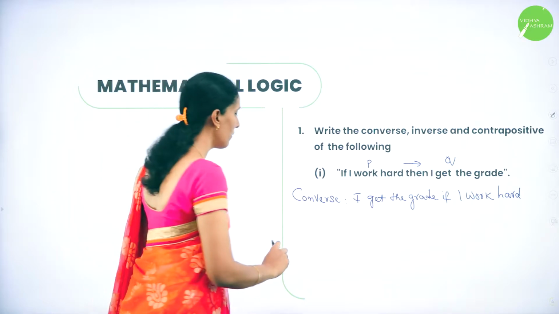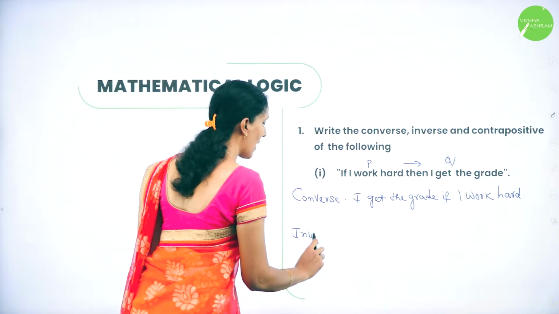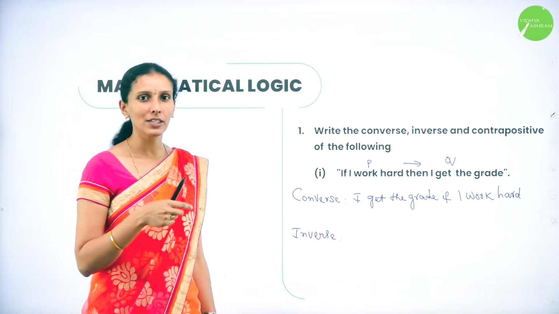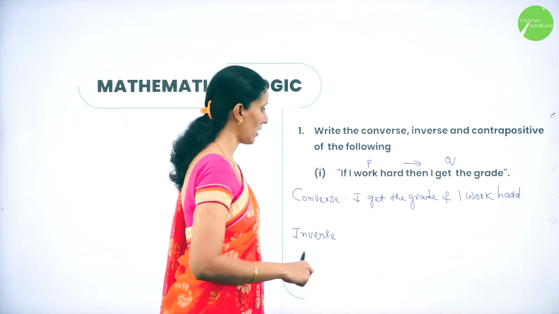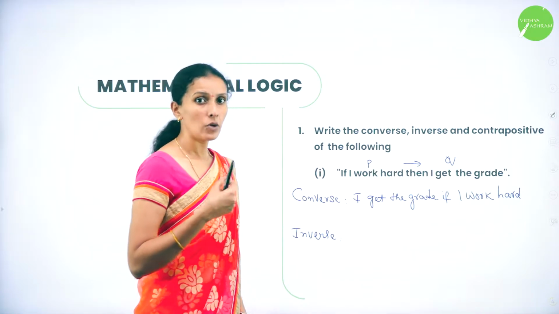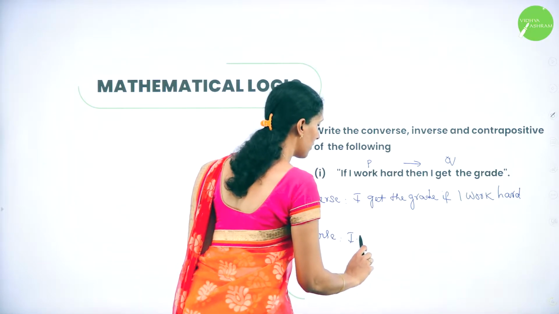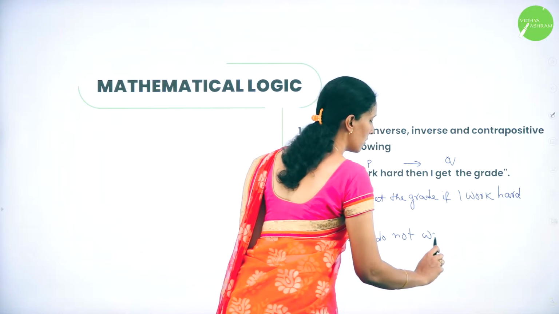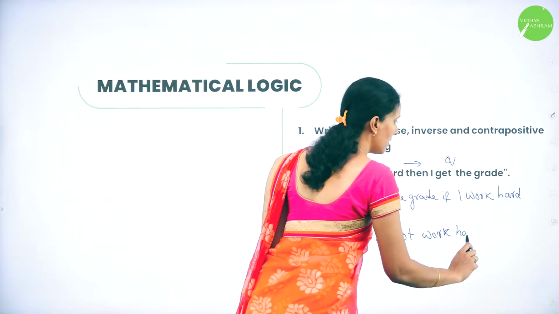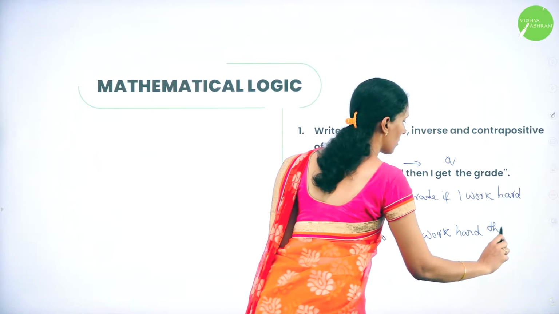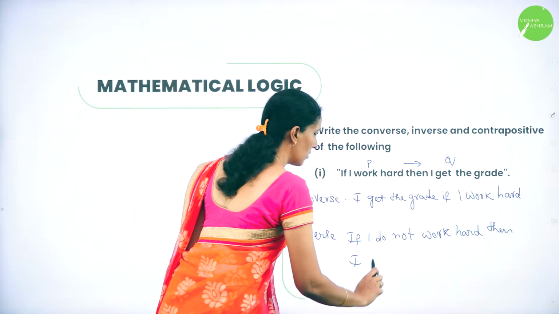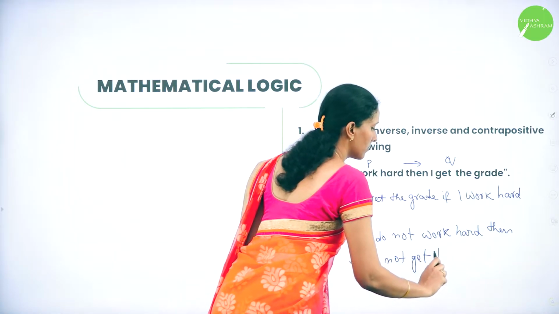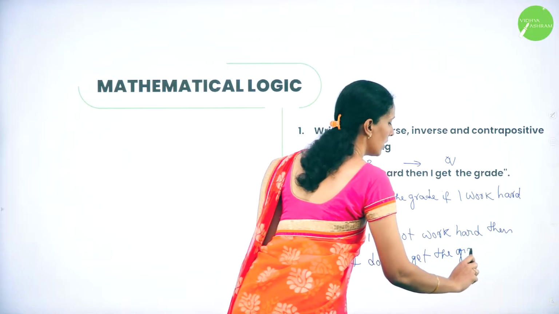So let's see the inverse now. Inverse is nothing but not P implies not Q. Take the negation of both statements. If I do not work hard, then I do not get the grade. So this is the inverse.